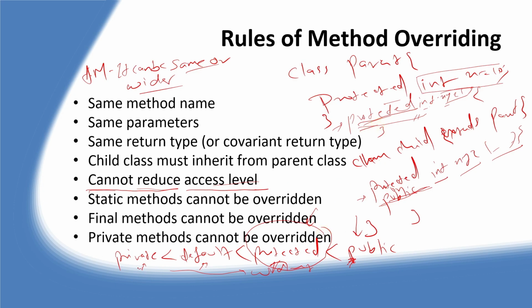Let's say if we have used private, then what access modifier can we use? We can use three options: default, protected, or public, anything. Plus same also, so four options. It can be same or wider. Remember this rule, access modifier.